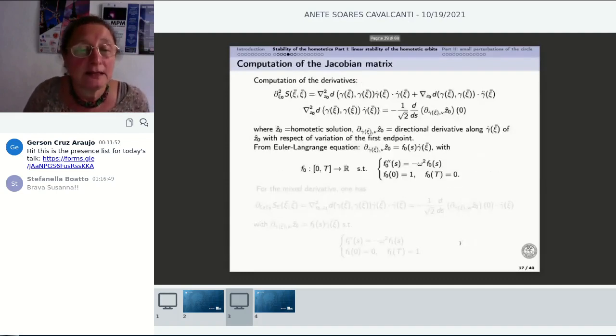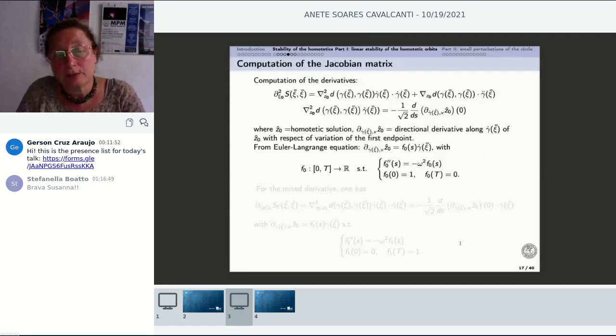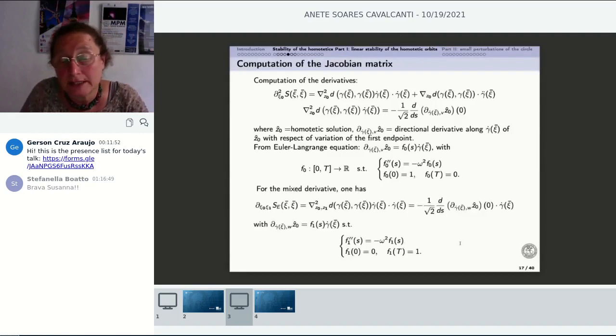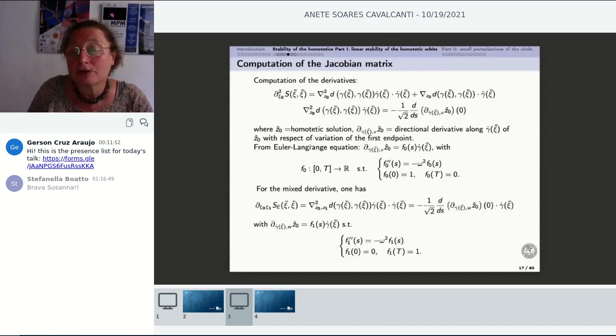And now we must study the second derivatives of the generating functions. And to do this, we have to linearize the inner and the outer maps, the inner and the outer trajectories close to the homothetic ones. This is very easy to do in the outside region because the problem is already linear, so the linearization is particularly easy.